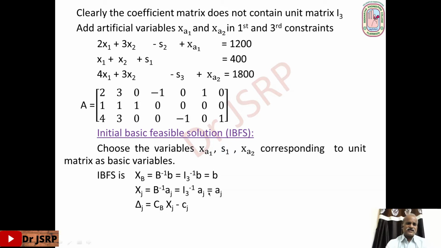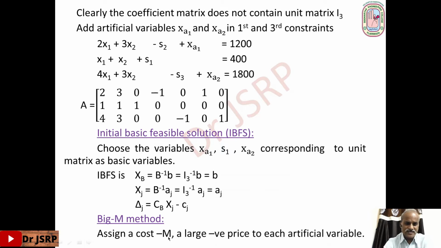Right. So here artificial variables are involved. We have to use the Big M method, or another method. There is another method, the two-phase method. So here we use the Big M method. Okay. What is the Big M method? In the Big M method, we assign a cost minus M, which is very large compared with other prices, to each artificial variable. So assign a cost minus M, a large negative price, to each artificial variable. This is very large compared with other prices, that is, other coefficients in the objective function.